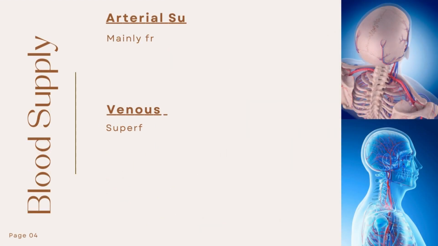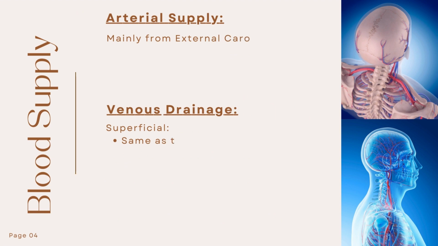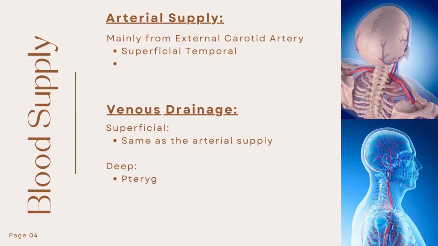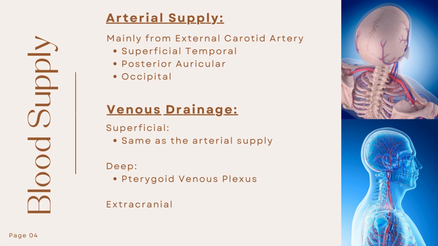Next is the blood supply. Firstly, we'll be looking at the arterial supply. There are mainly 3 branches from the external carotid artery. The first one is the superficial temporal artery. This supplies the frontal and temporal regions of the scalp.